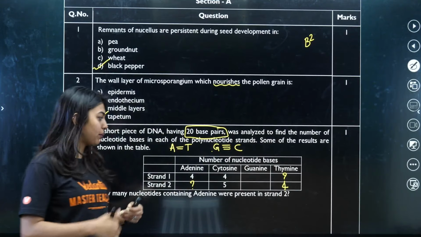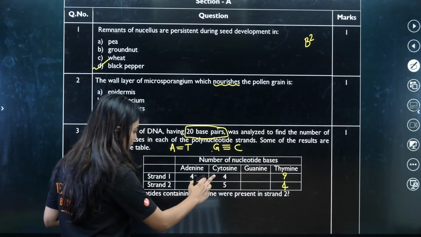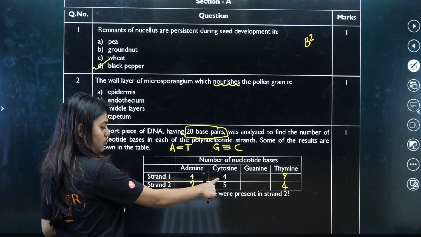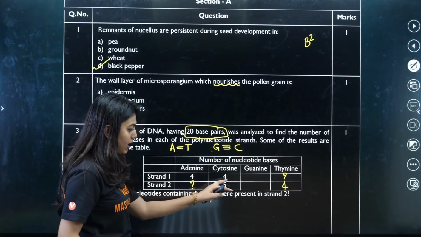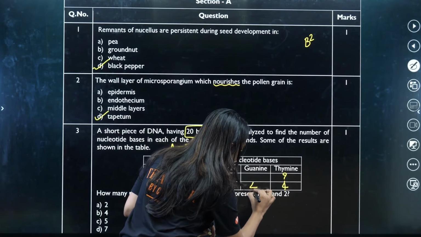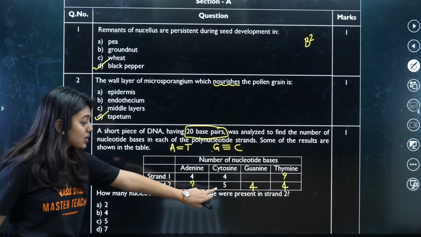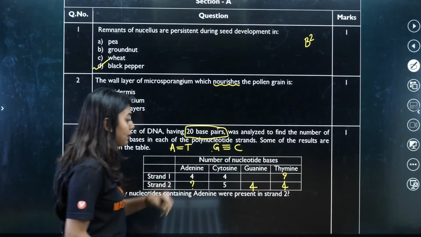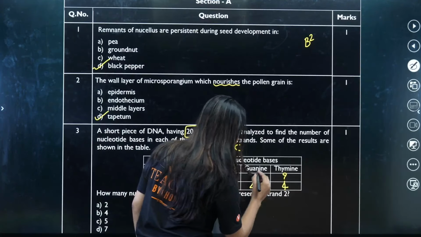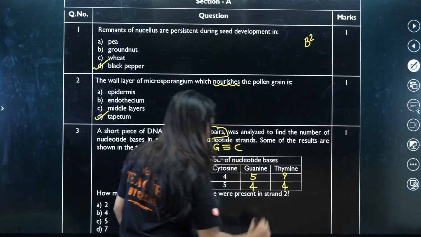Obvious, right? Because they have to bind. Okay, now that is clear. Now, look here. Cytosine is 4 in strand 1. Cytosine binds with guanine. So, then how many will be there in strand 2? Again, 4 will be there. Okay. Now, cytosine is 5 in strand 2. How many will be there in strand 1? 5. So, this much we did.